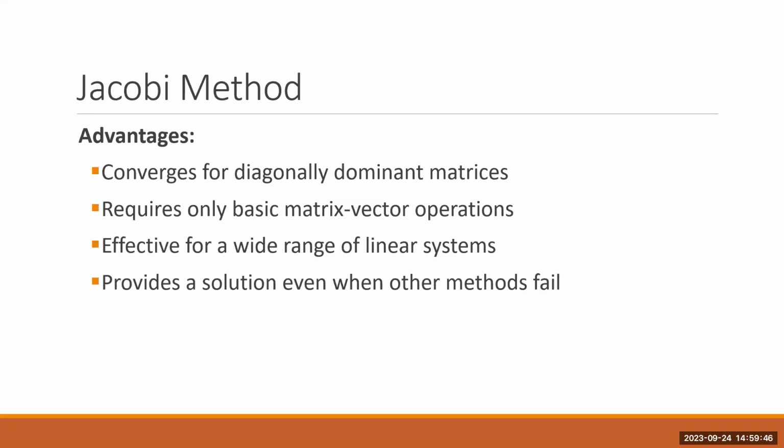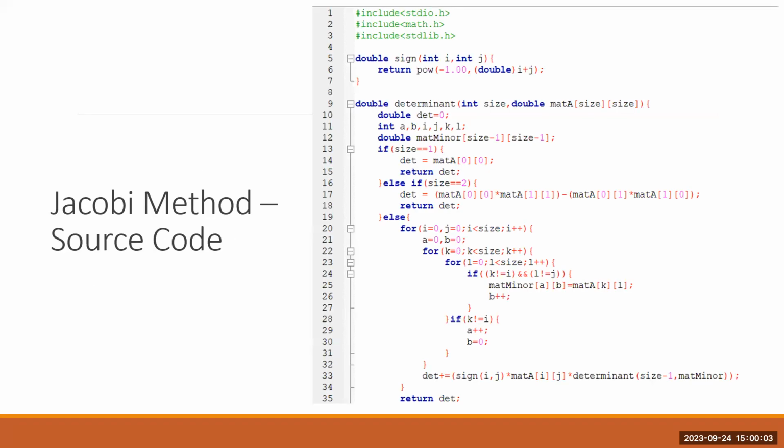So why the Jacobi method? Because this converges for a diagonally dominant matrix, and it only requires basic matrix-vector operations. Thus, this method provides us a solution even when other methods fail. So here is the source code for the Jacobi method. The code starts by defining two functions. The first one is sine, which returns a value that alternates between positive and negative depending on the sum of i and j. And the second function is determinant, which recursively calculates the determinant of the square matrix, matrix A.